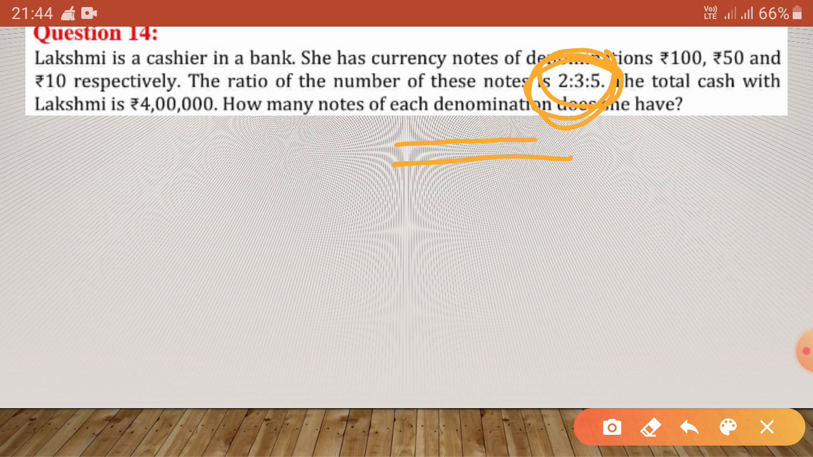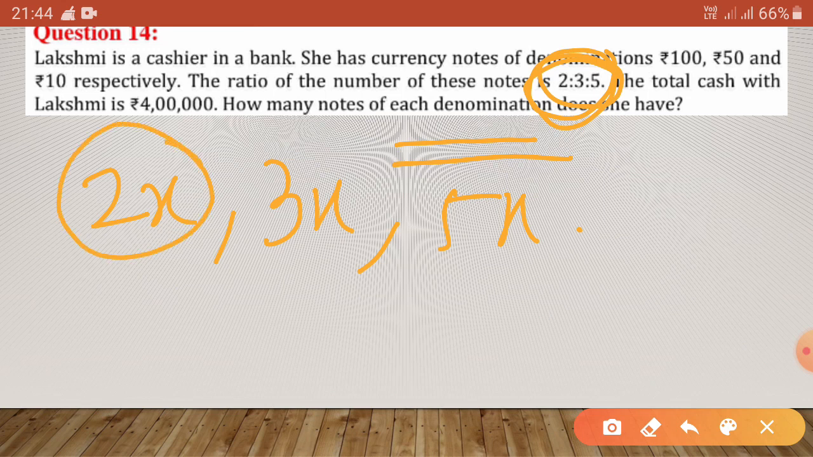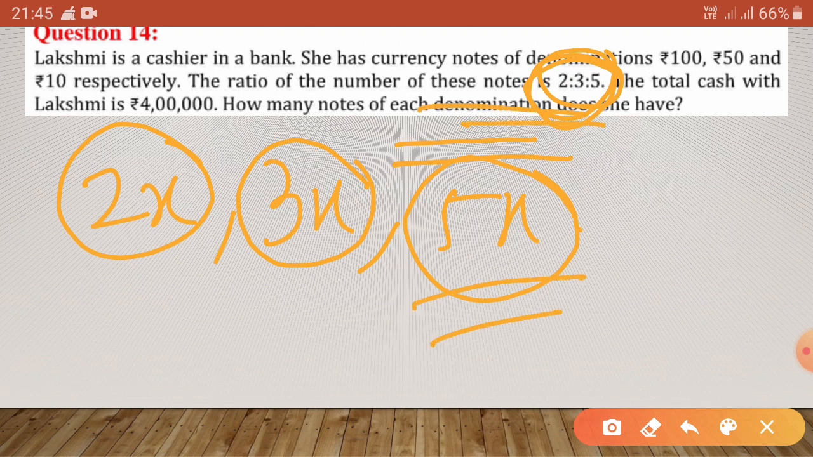So we can write that the number of notes be 2x, 3x and 5x. That means the number of 100 currency notes is 2x, the number of 50 currency notes is 3x and the number of 10 currency notes is 5x, because here the ratio is 2:3:5. Okay, got it?